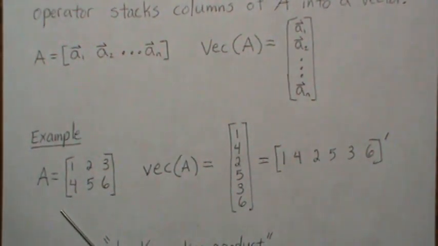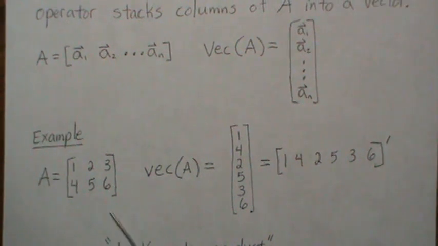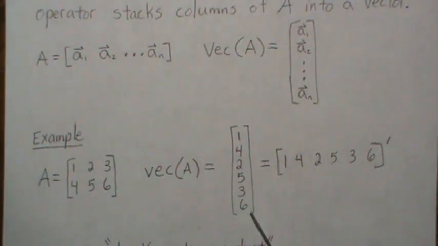Let A be 1, 2, 3, 4, 5, 6, and then we take the Vec of A. That says take this column, put it here. Take the next column, put it under it. Take this column, put it under it. And so boom, we get a vector.